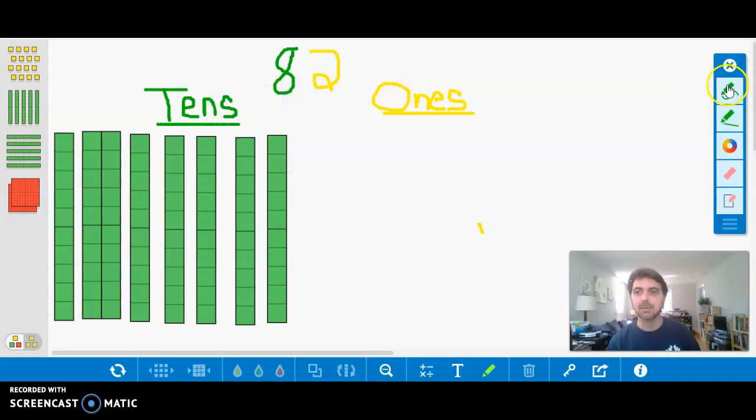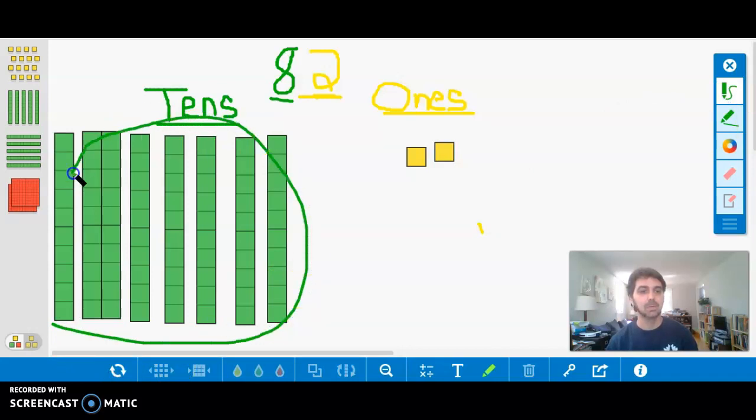Okay, now we just need to figure out how many are left over. We still have 2 left over. Can we fit those into another bag of 10? We can't, right? Because those bags, you have to put 10. So let's grab 2 1s, and you can see that we have 82. We have 8 10s. So here you can see we have our 8 10s. We have 8 10s. And we have 2 1s.